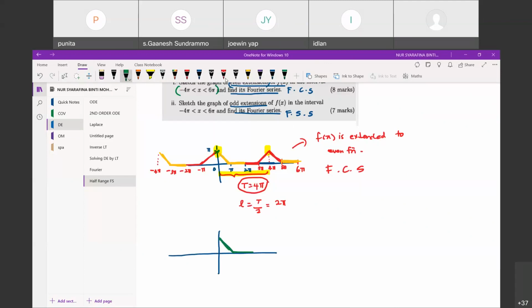So this is your original graph. Yes, Joe is correct. Okay, thank you, Joe.